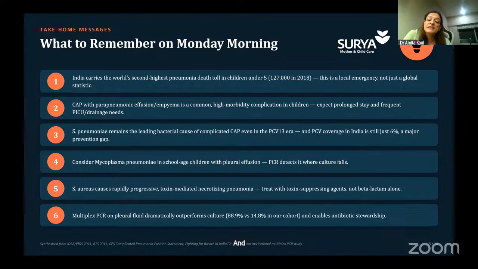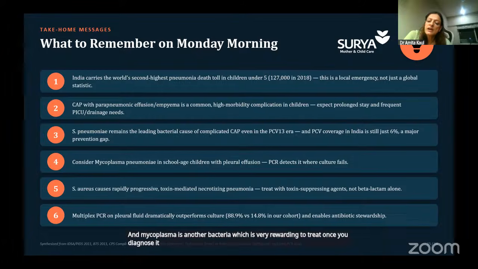And mycoplasma is another bacteria which is very rewarding to treat once you diagnose it, because you can stop all your ceftriaxones and your linezolid, as these antibiotics don't work on mycoplasma.